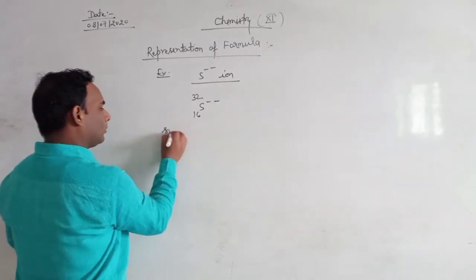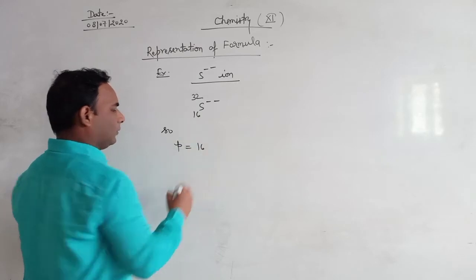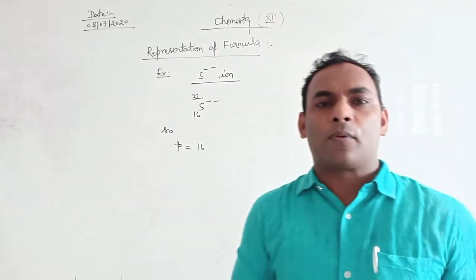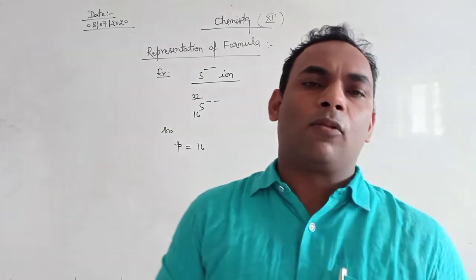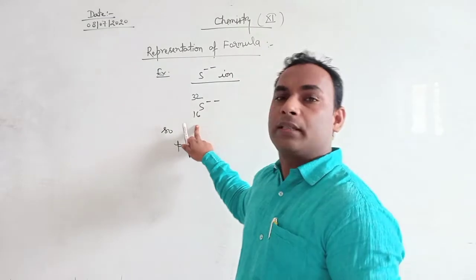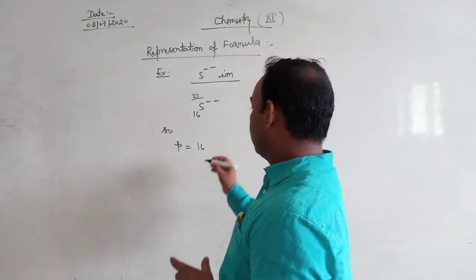So the number of protons will be 16, because the number of protons will be equal to the atomic number. Its atomic number is 16, that's why sulfur has 16 protons.